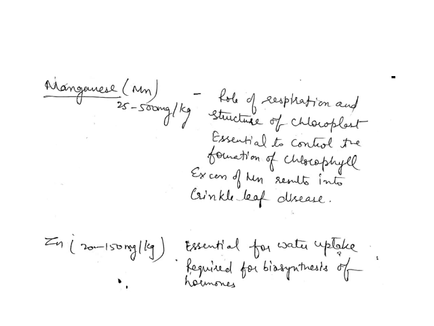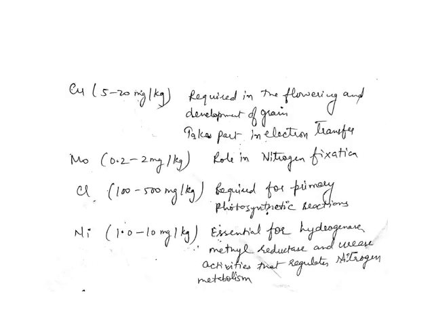The next micronutrient is zinc, that is 20 to 150 milligram per kg of the dry plant. It is essential for water uptake. It is required for biosynthesis of hormones. The next micronutrient is copper, which is required 5 to 20 milligram per kg, in a very small amount. It is required in the flowering and development of grains. It also takes part in electron transfer in the plants.